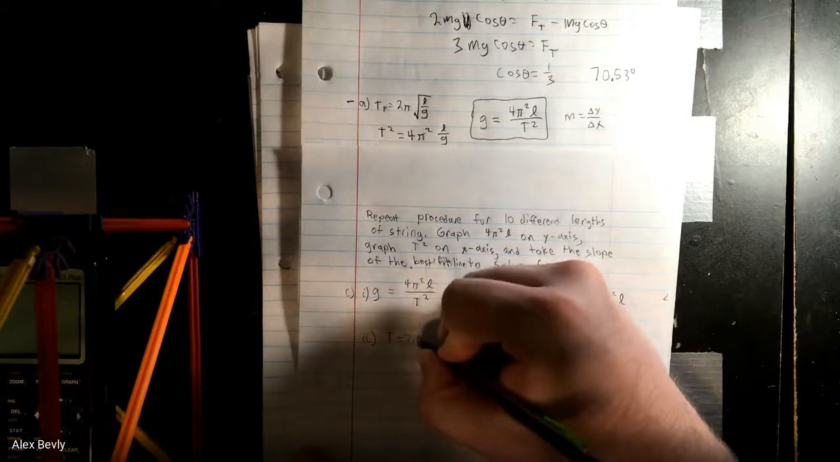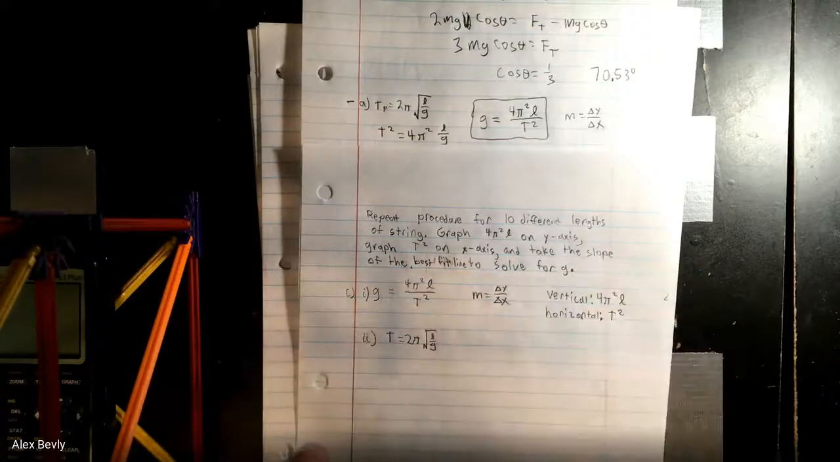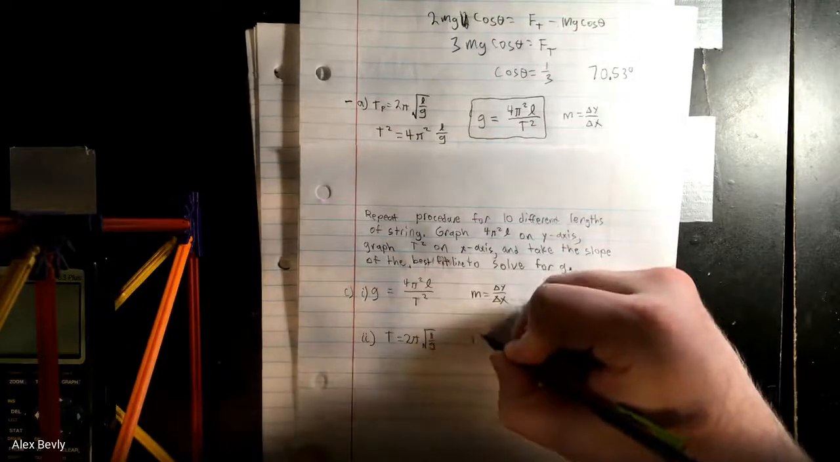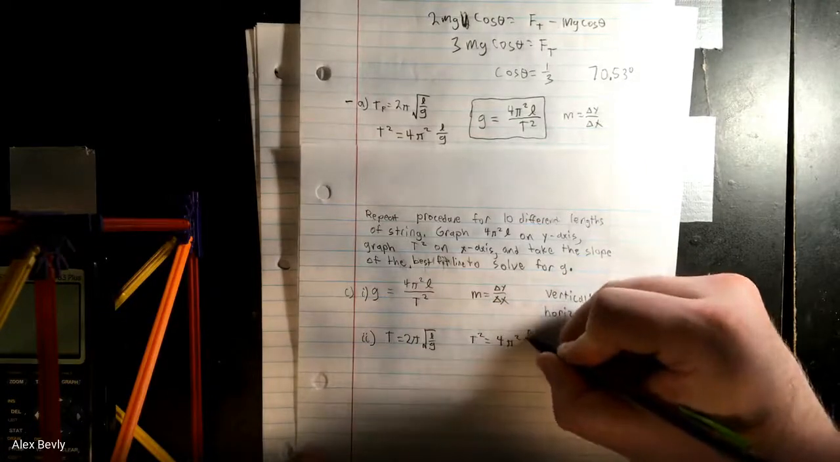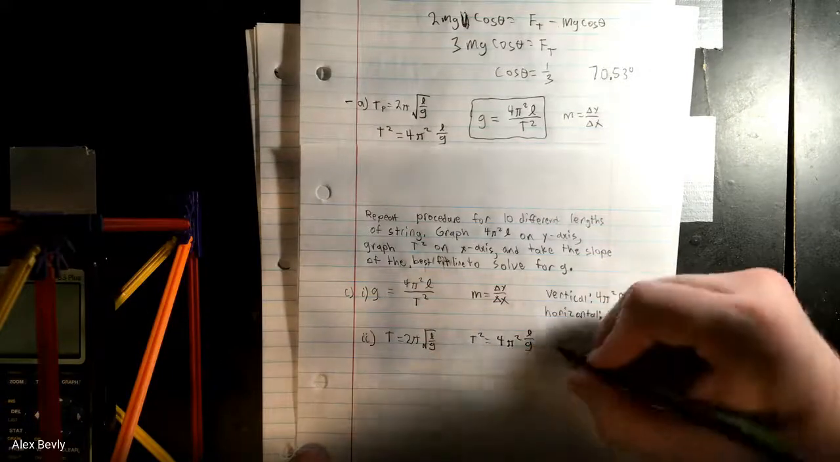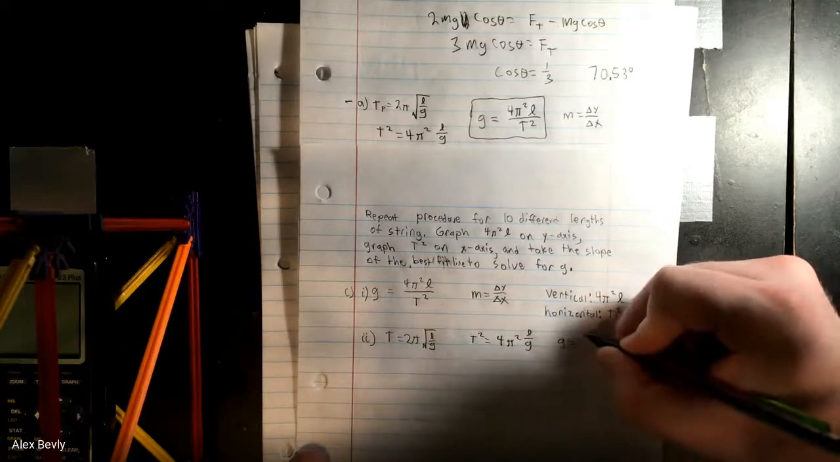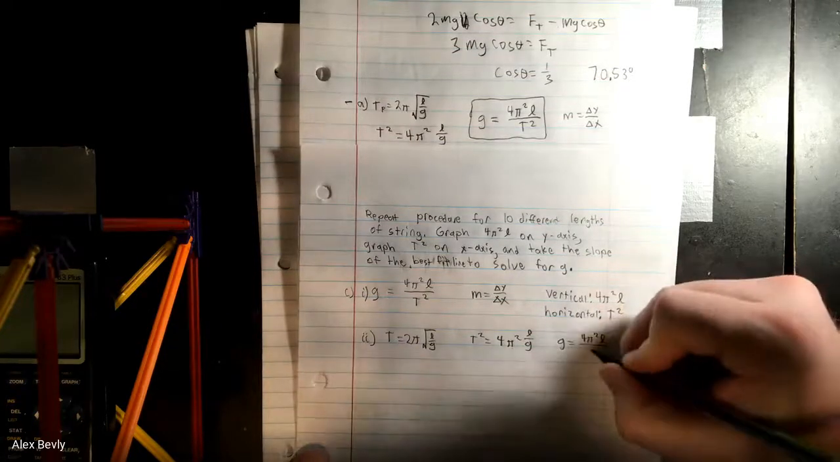Period is going to be 2 pi square root of length divided by acceleration due to gravity. Square everything. Period squared is equal to 4 times pi squared times length over acceleration due to gravity. Multiply g over, divide period squared over. So acceleration due to gravity is 4 pi squared times the length divided by period squared.